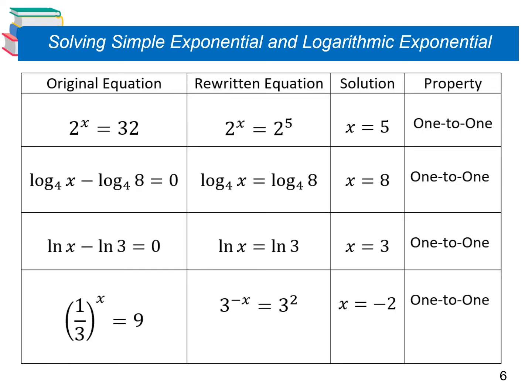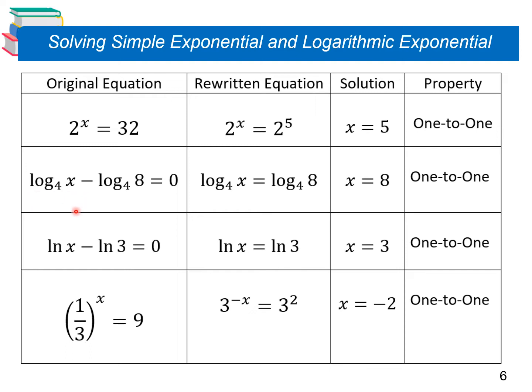Now let us have some equations that we can rewrite and we can use the properties. So the first one is the one-to-one properties. Let us have these examples. First, we have 2 to the x equals 32. We can rewrite it as 2 to the x equals 2 to the fifth because 2 to the fifth equals 32. So from here, x equals 5. The property is one-to-one.